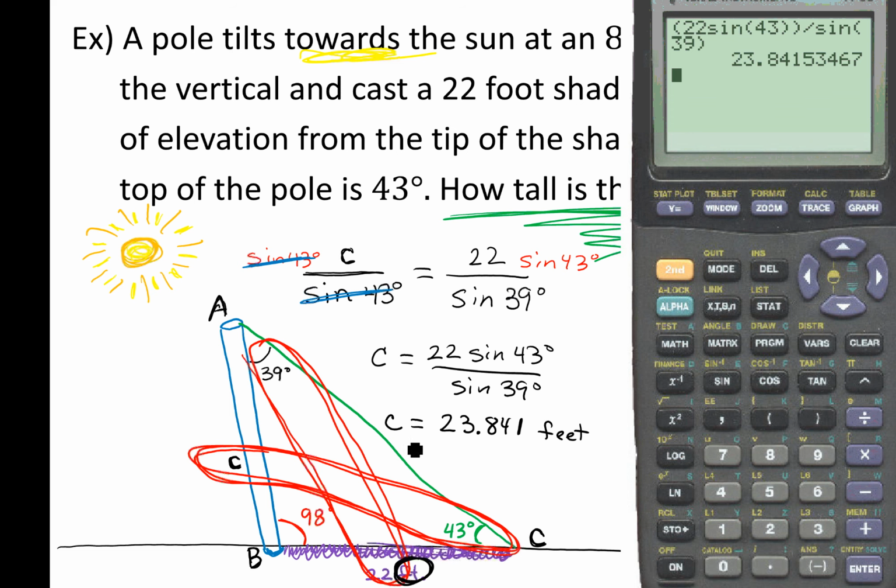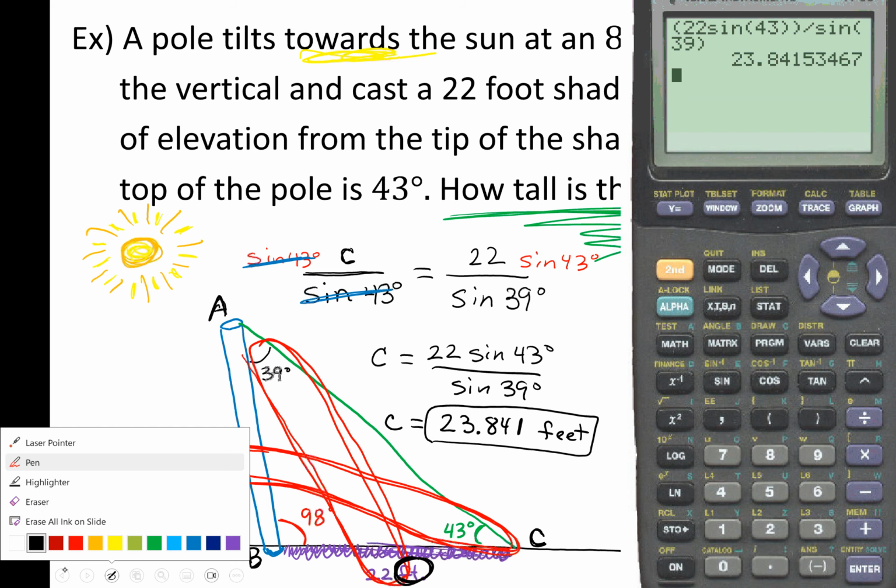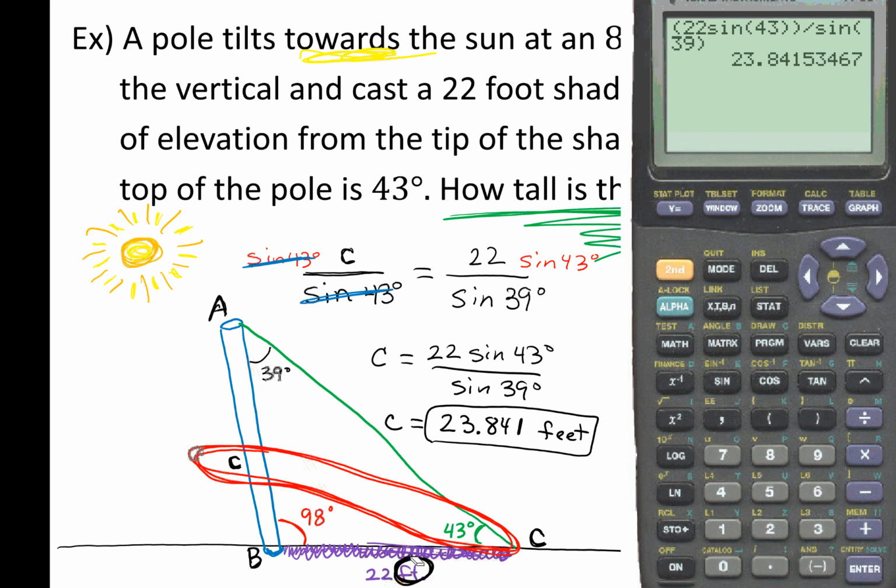So if all we need to do is find out the length of the pole, you just need to have side C. And you might want to do a little error analysis. Just compare it to your shadow. So is that 23.841 comparable to that 22? Does it kind of make sense? Or is it like 284? Is the pole 284 feet, and the shadow is only 22 feet? So you're going to have to compare and see if what you're doing makes sense.